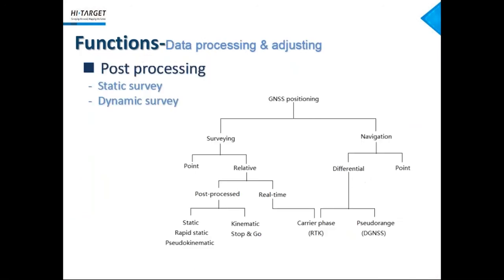Stop and go mode is okay to reach accuracy at the centimeter level. For projects with higher accuracy demand, static is more suitable. Our HGO here is just focusing on post-processing. Today we just focus on the static survey, a GNSS surveying technique that generates the highest precision results.